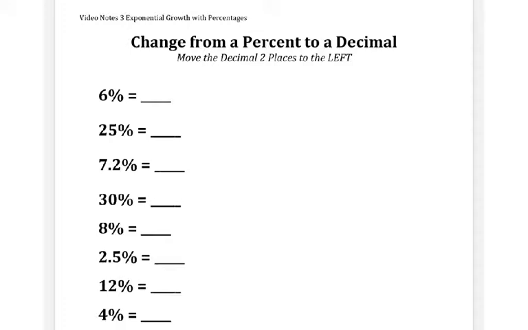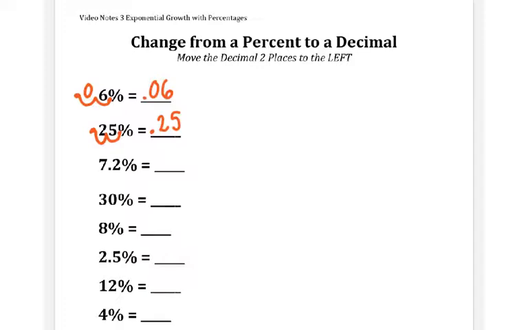Some of you may remember from like 4th or 5th grade that when we have a percent, we need to move it 2 places to the left. So 6% is actually the same as 0.06. 25%, decimal originally right here. We move it 2 spots to the left. So this becomes 0.25.